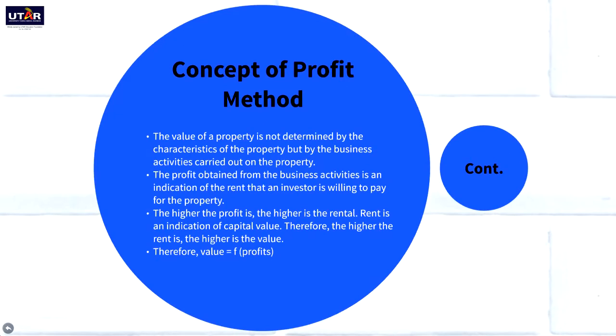Concept of profit method. The value of a property is not determined by the characteristics of the property, but by the business activities carried out on the property. The profit obtained from the business activities is an indication of the rent that an investor is willing to pay for the property. Hence, the higher the profit is, the higher is the rental. Rent is an indication of capital value. Therefore, the higher the rent is, the higher is the value. Therefore, value is similar to profit.